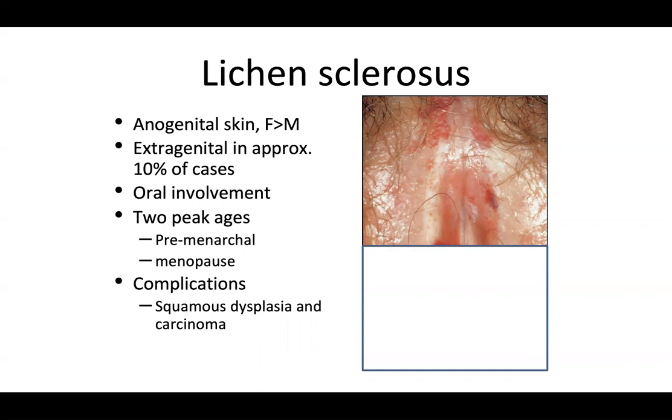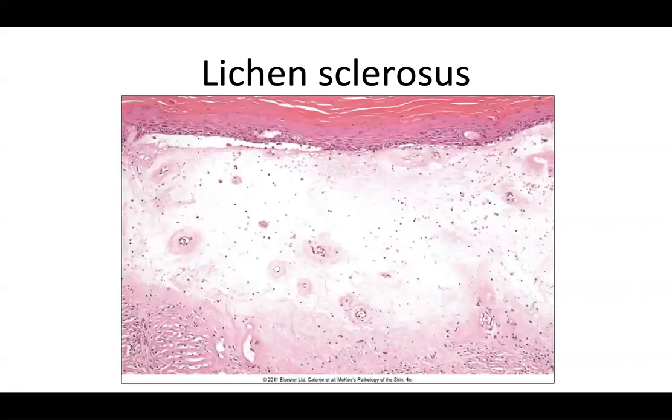What we want to do is treat this with high potency topical steroids because complications include squamous dysplasia and carcinoma, unfortunately. On histopathology, you're going to see this classic atrophic epidermis with a so-called homogenization of the upper dermis here. And then depending on what stage of inflammation, you may see a mild to moderate or even more robust lichenoid infiltrate right below the area of homogenization.